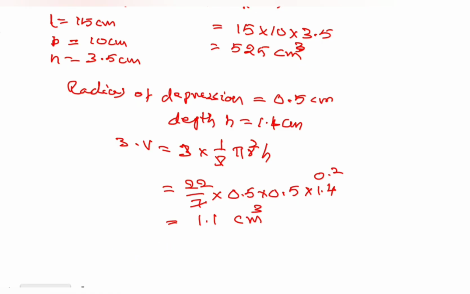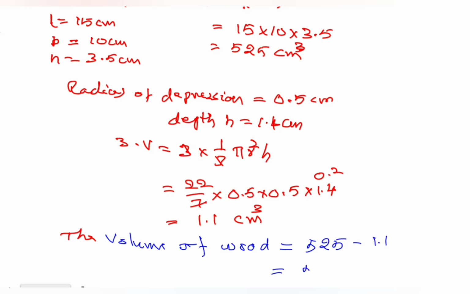Therefore the volume of wood is equal to 525 minus 1.1. This equal to 523.9 centimeter cube.